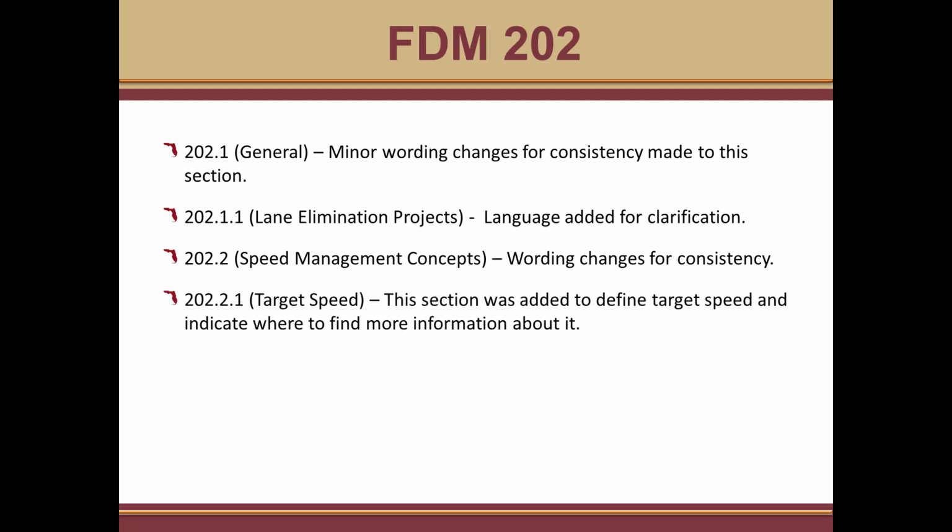Now, this was actually kind of a significant change. We introduced the term target speed, and this has been used in a number of other documents, including some other FDOT documents over the years, and we have introduced it this year into the FDM, and there's a whole new section there, 202.2.1, that describes what the target speed is. It defines it and indicates where to find more information about the target speed, because really the target speed a lot of times is what you're trying to work toward when you're doing a speed management project.